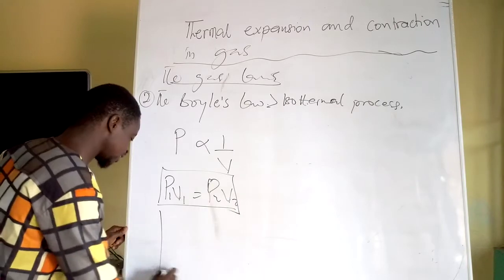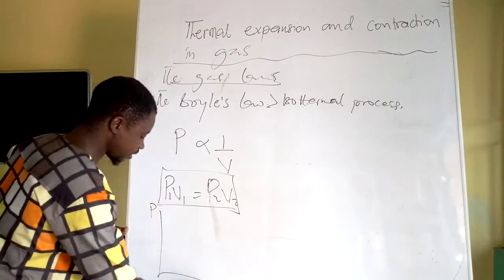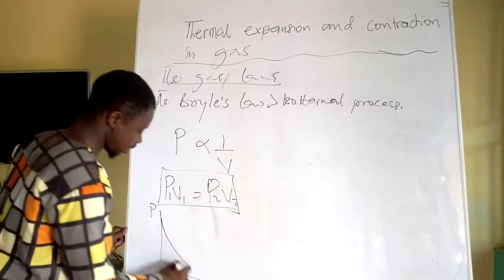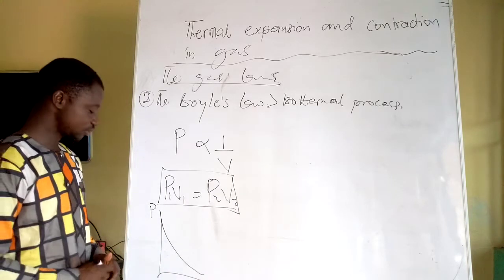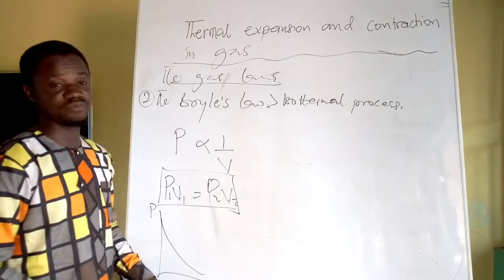Now, when we sketch a graph of pressure versus volume, the graph behaves like this.